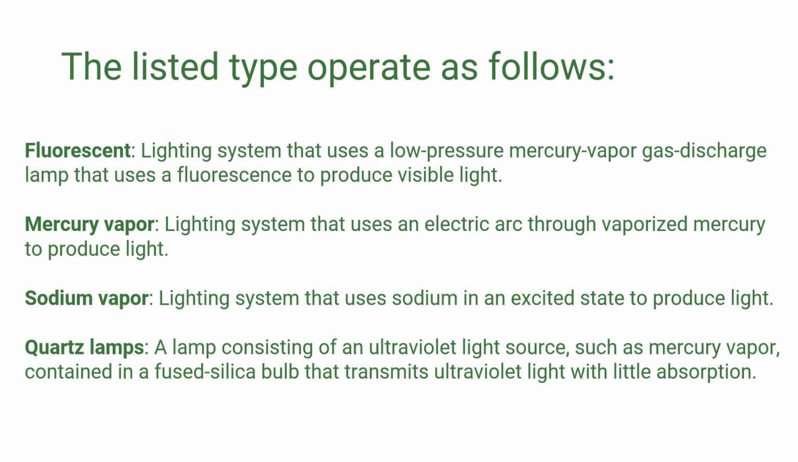The listed types operate as follows. Fluorescent: lighting system that uses a low pressure mercury vapor gas discharge lamp that uses fluorescence to produce visible light. Mercury vapor: lighting system that uses an electric arc through vaporized mercury to produce light. Sodium vapor: lighting system that uses sodium in an excited state to produce light. And quartz lamps: a lamp consisting of an ultraviolet light source such as mercury vapor contained in a fused silica bulb that transmits ultraviolet light with little absorption.